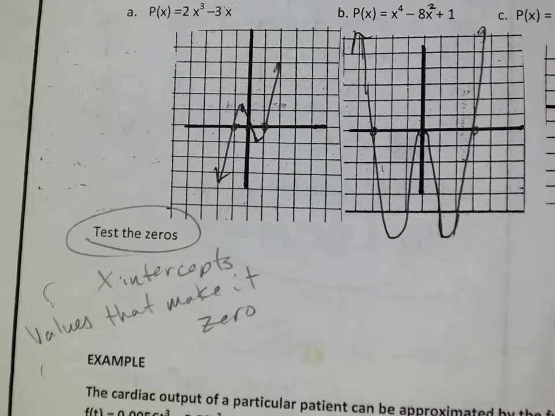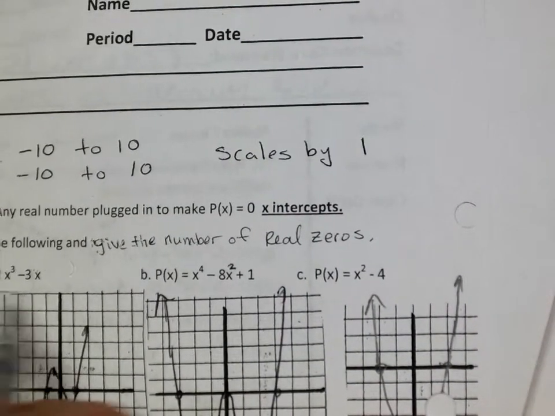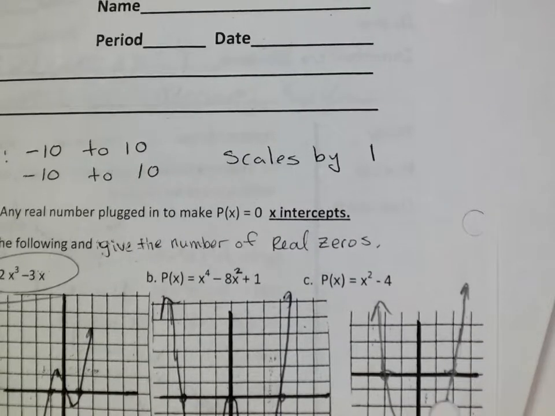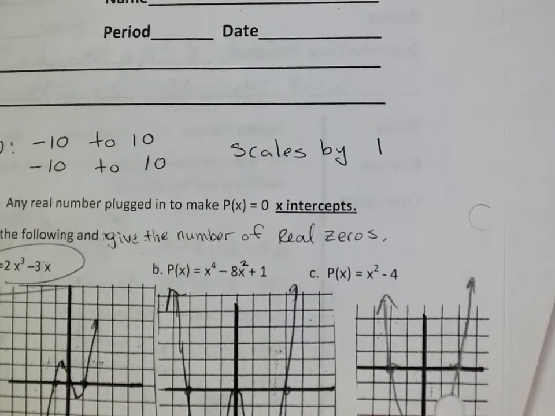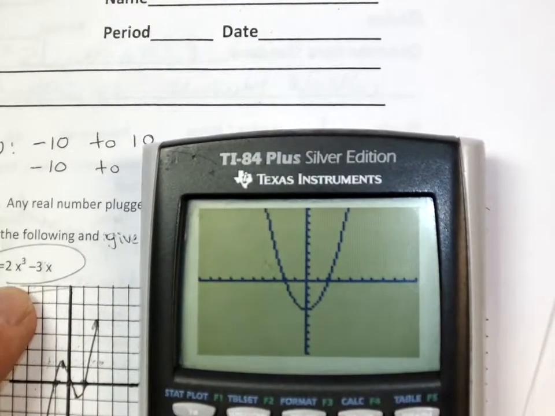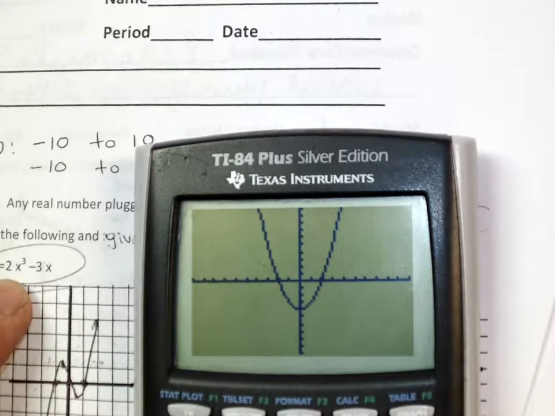Okay, so how do you test them? Well, I'm just going to plug zero in. So I think my zeros are at negative 1, 0, and 1. So if I plug in those numbers, let's see what happens, okay? So if I plug in 0 into this one, I would get 0. You agree with that? How about negative 1? Would negative 1 make this whole thing be 0?